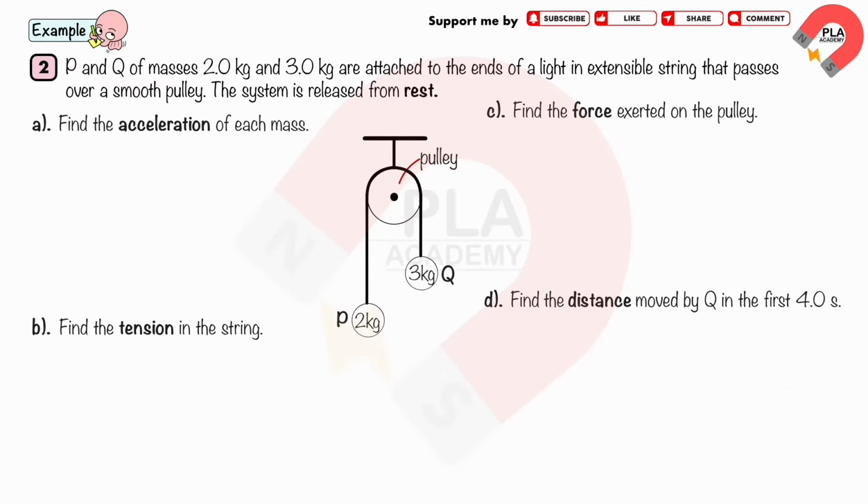Worked example 2. P and Q of masses 2 kg and 3 kg are attached to the ends of a light inextensible string that passes over a smooth pulley. The system is released from rest. A. Find the acceleration of each mass. The free body diagram of P, there are weight 2g to act down and the tension T acting upward. g is the acceleration of free fall, which is 9.81 meters per second squared.